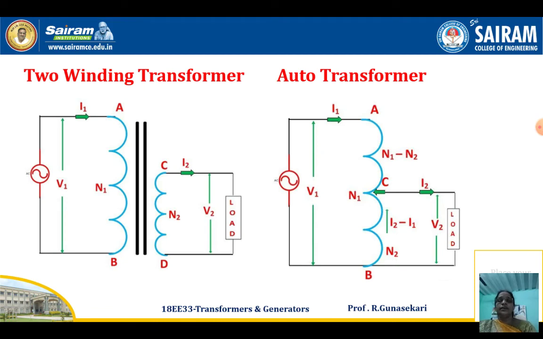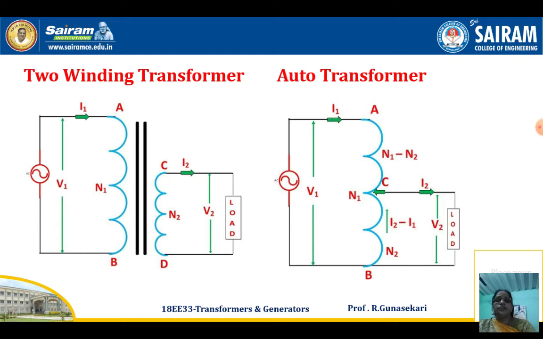Now you see the diagram. The left hand side diagram represents the two winding transformer circuit diagram. The right hand side diagram is the autotransformer circuit diagram. You can compare these two. I am taking the two winding transformer as a step down transformer. Similarly, for the autotransformer also I am taking a step down autotransformer. So the autotransformer is also divided into two types, step down and step up. So this is the two winding transformer.